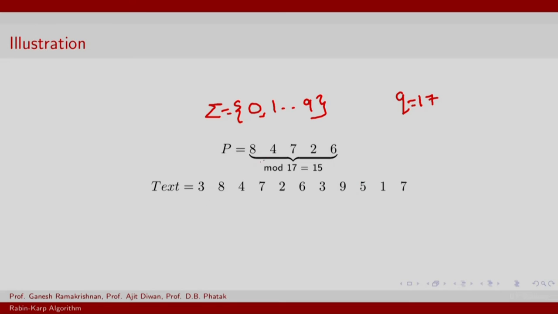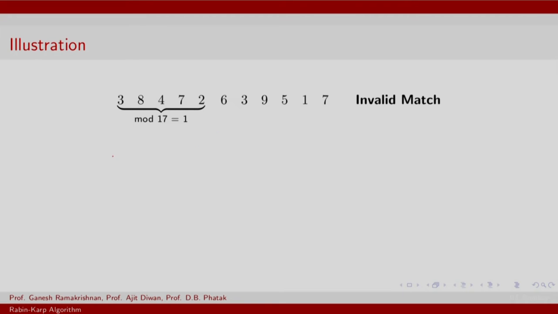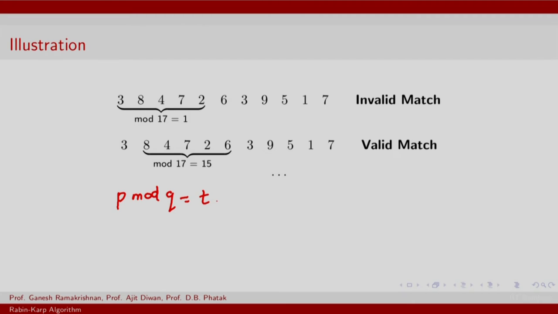You would start from the leftmost end, look at the first 5 digits, compute mod 17. Well, it turns out to be 1. So if P mod Q was not equal to TS mod Q, one can be very confident that P is certainly not equal to TS. So we can proceed. We look at the next 5 digits, mod 17 is 15. Now this is a valid match. So what we find here is that P mod Q equals TS plus 1 mod Q.